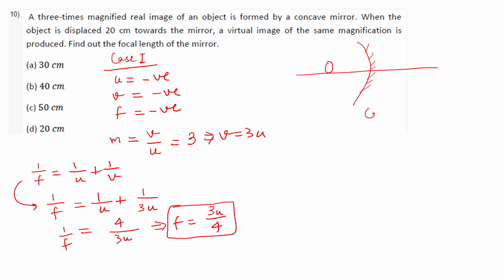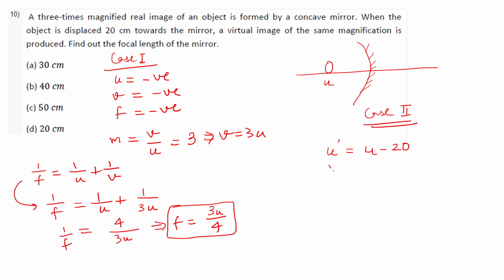Now for case 2, here the case 2 is when the object is displaced 20 centimeter towards the mirror. Now this object, whatever was the distance u, now I am changing the distance by minus 20. I am pushing it towards the mirror. So this new object distance is the old one minus 20. Okay. Virtual image of same magnification is produced.